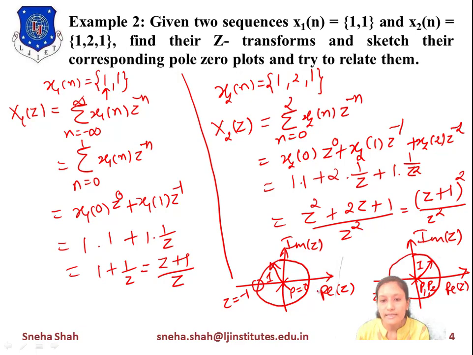If we relate these two terms, the position of the zero will be the same and the position of the pole will be the same. The only difference is that in the first sequence it has only one zero and one pole, but the same situation holds in this one, with a repeated zero and repeated pole. So from these two examples we can say that if a pole-zero diagram is given to you, you can find the original sequence, and if the original sequence is given to you, you can find the pole-zero plot.